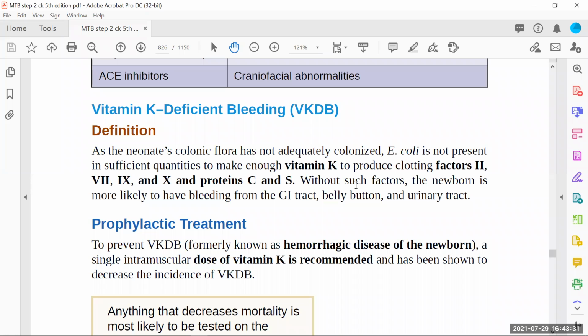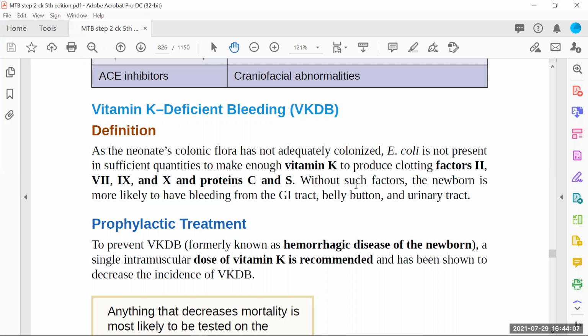especially, and we know very well which clotting factors are dependent on vitamin K. They are 2, 7, 9, 10 and protein C and protein S. 2, 7, 9, 10 are the clotting factors which are vitamin K dependent clotting factors. If there is no vitamin K in the body, these clotting factors will not be formed. 2, 7, 9, 10 and protein C and protein S also. And if these clotting factors are not formed, then once the bleeding is there, they will keep on bleeding. There will be no clotting at all.